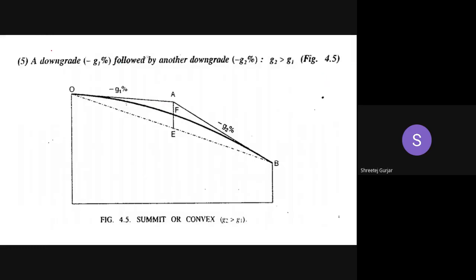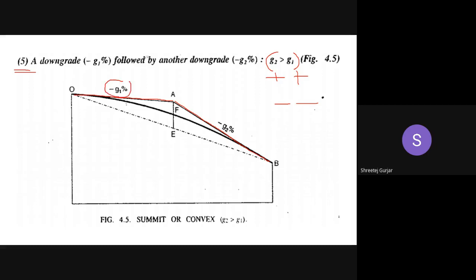Now coming to the fifth type of a vertical curve. Once you are done with plus plus, next is minus minus, and we similarly have two conditions. The first condition is G2 greater than G1, meaning the first gradient is also a downward gradient, but the second gradient is very steep compared to the first, or greater compared to the first gradient.